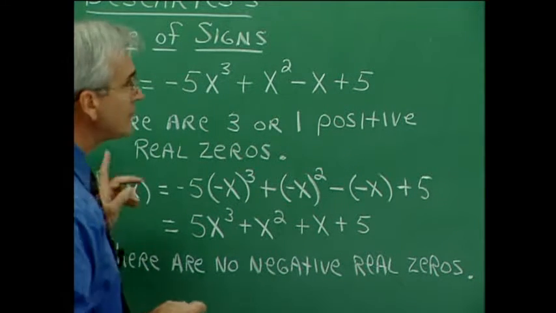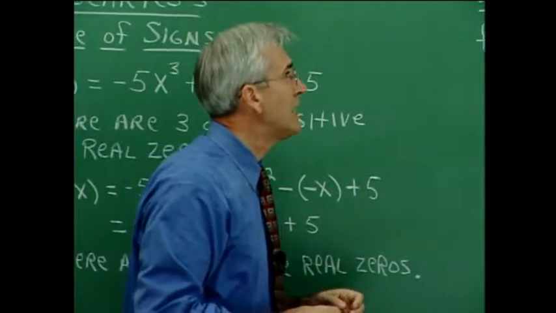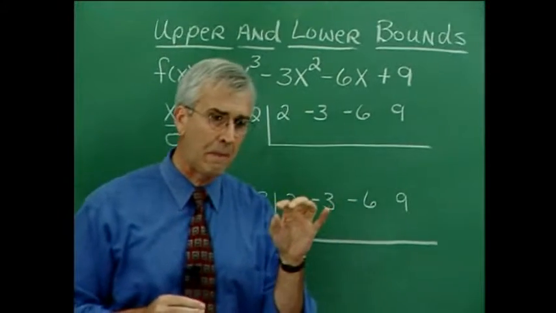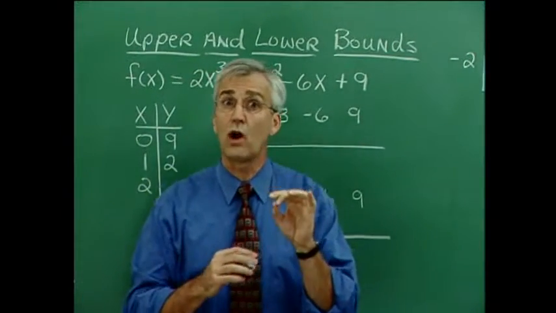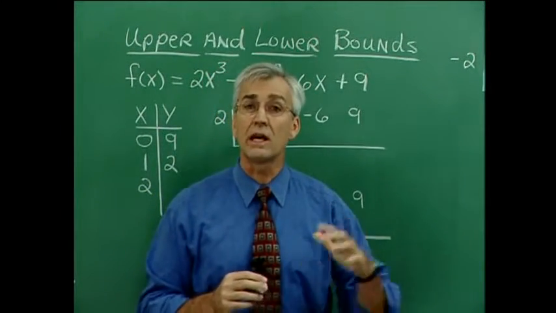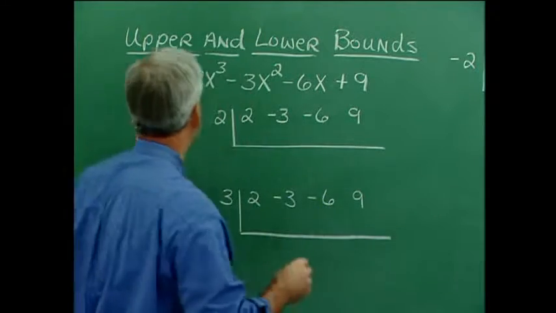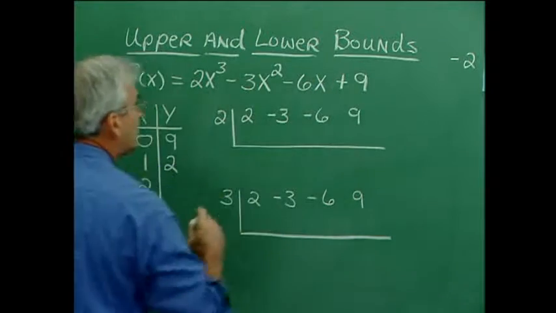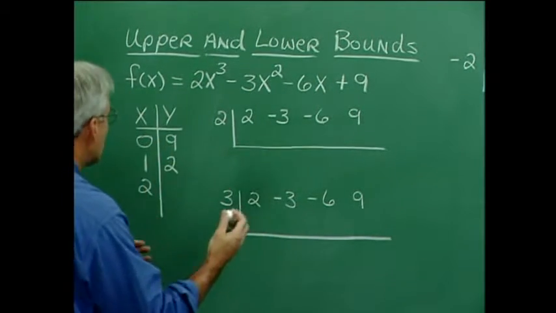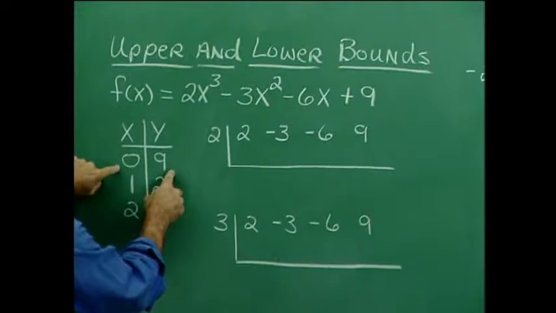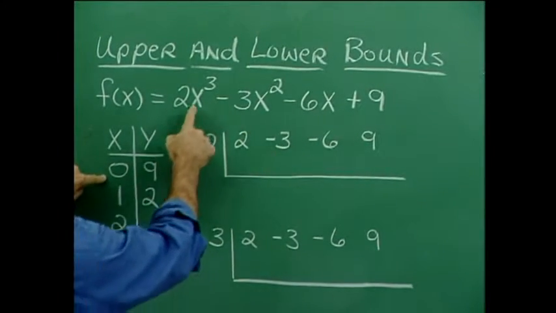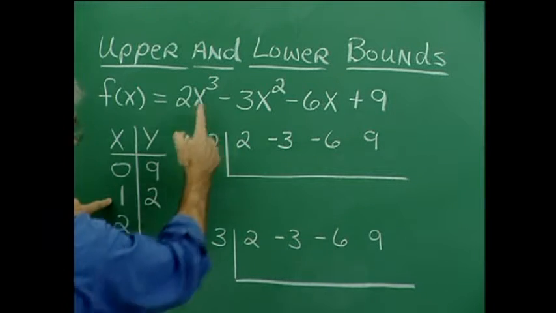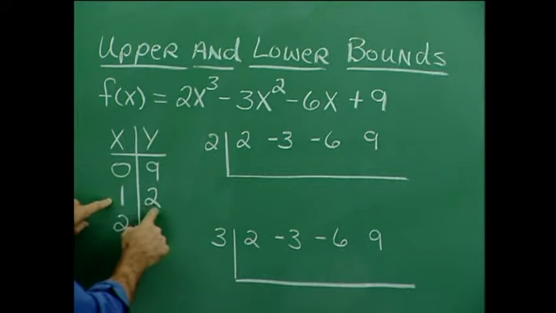Here's another situation. Here's a rule that will limit the number of possible trials that we make, either positively or negatively. It's called the upper and lower bounds rule. And it works like this. Suppose we have this function, and suppose we're investigating for zeros, and we find f of 0 to be 9, and we can do that by observation. If x is replaced with 0, then we have simply 9. F of 1, again by observation, we can determine that f of 1 is 2.